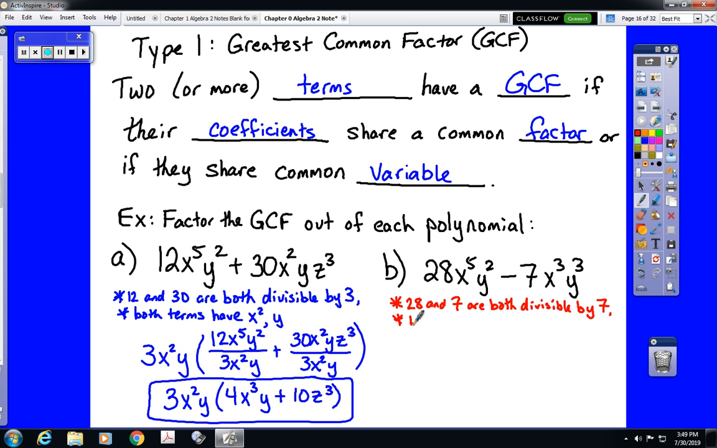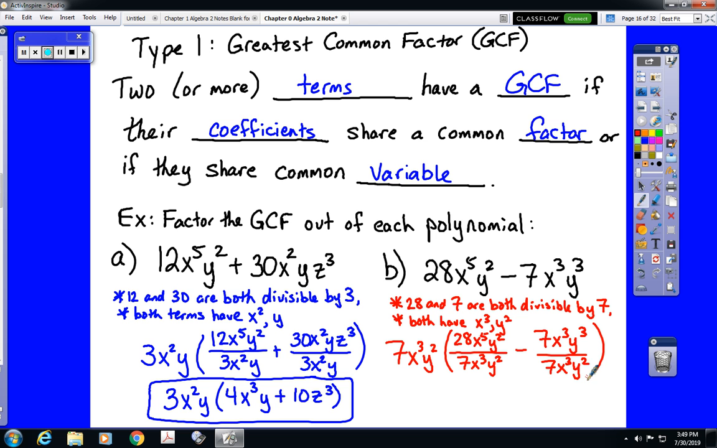And then we also say to ourselves that both have at least x cubed and y squared. So our greatest common factor is 7x cubed y squared. And again, what we're going to do here is divide the original problem by 7x cubed y squared. So on the outside we have our GCF, 7x cubed y squared. On the inside we carry out that division.